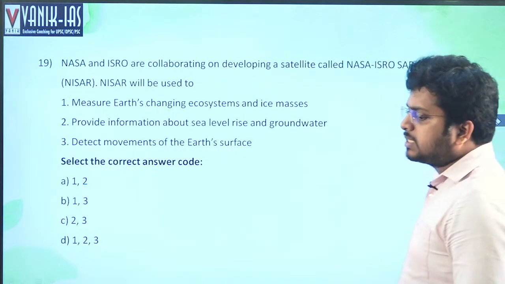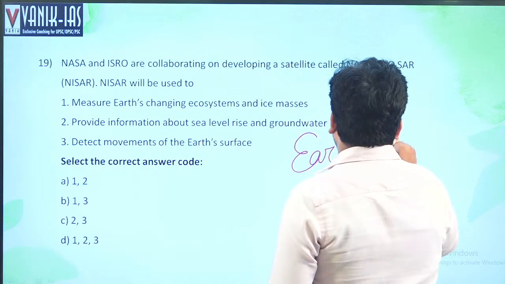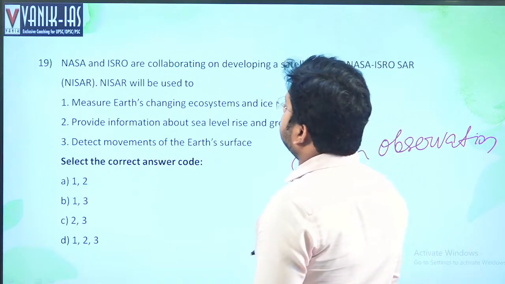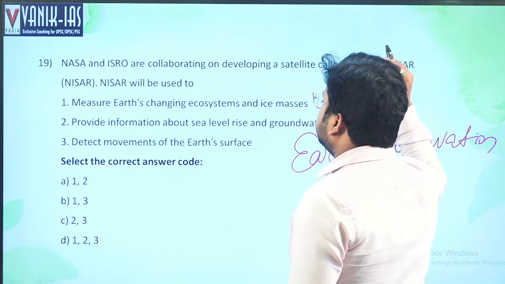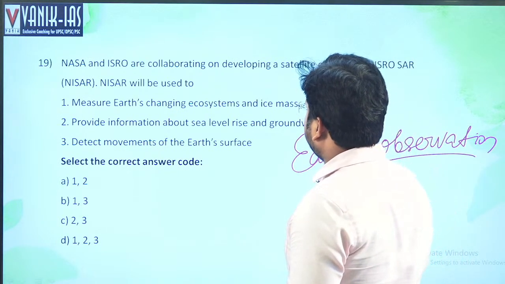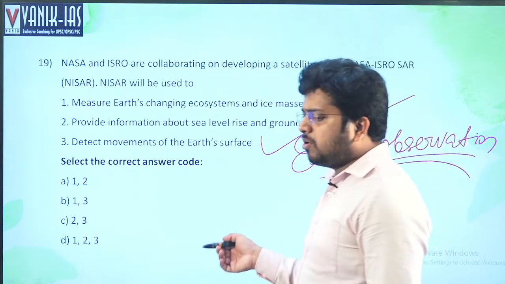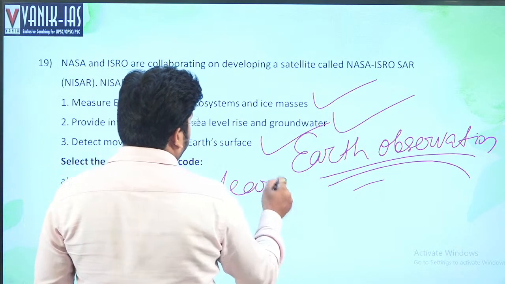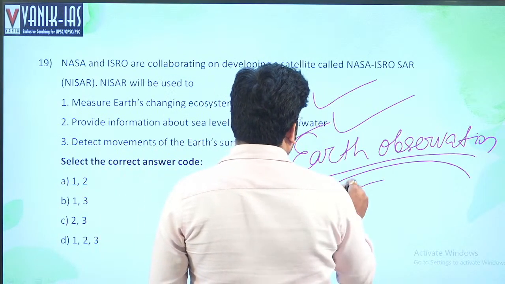NISAR. What is it regarding the NISAR satellite? It is an Earth observation satellite built by both NASA and ISRO. NISAR will be used to measure Earth's changing ecosystem and ice masses. Yes, it can observe changing ecosystems and ice masses, because this is an Earth observation satellite. It provides information about sea level rise and groundwater, and detects movements of the Earth's surface. It can also take clear pictures of the Earth's surface even during cloudy nights, rainy nights, or dark nights.